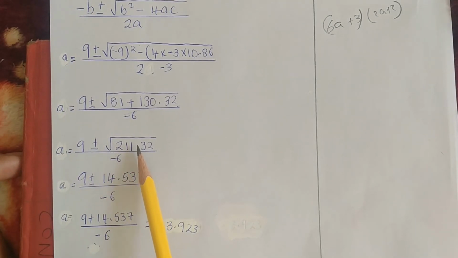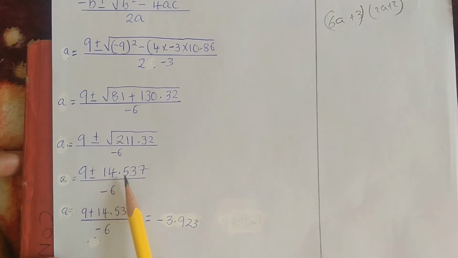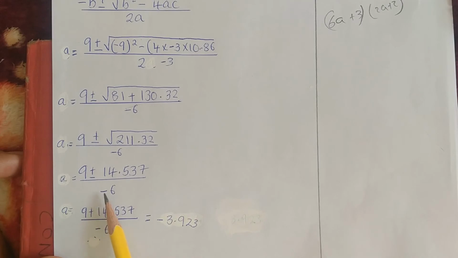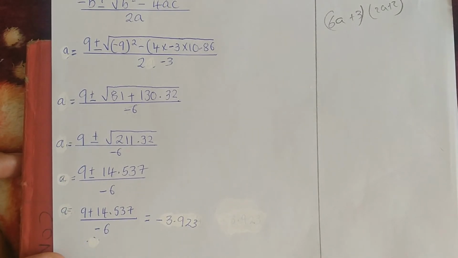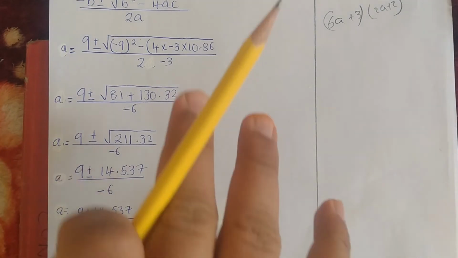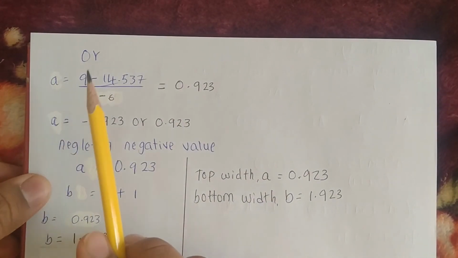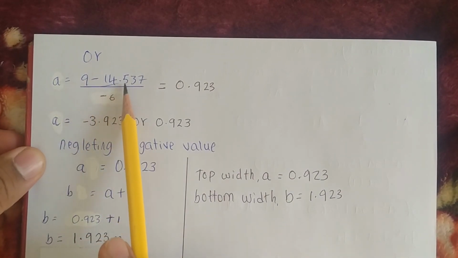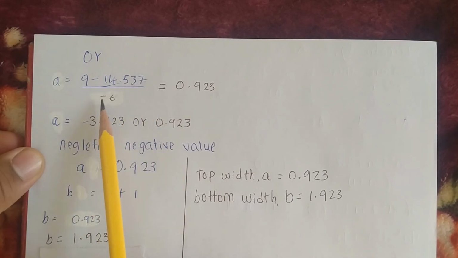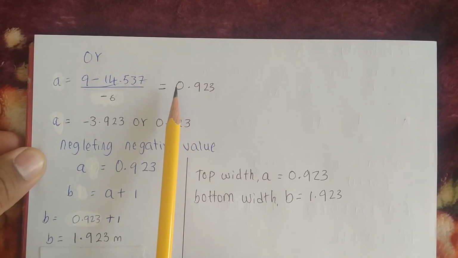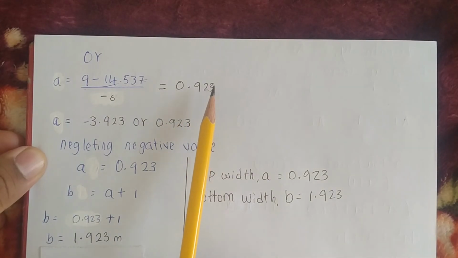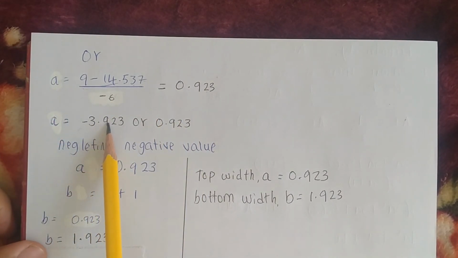And then when you find the square root of 211.32, you'll get 14.537. So it will be 9 plus or minus 14.537 all over negative 6. And then our a will be equal to either 9 plus 14.537 all over negative 6. So when you calculate this, taking the positive side, you'll get negative 3.932. Or when we minus, we'll get 9 minus 14.537 all over negative 6. So when you calculate this, you'll get 0.923. So our a is equal to either negative 3.932 or 0.923.